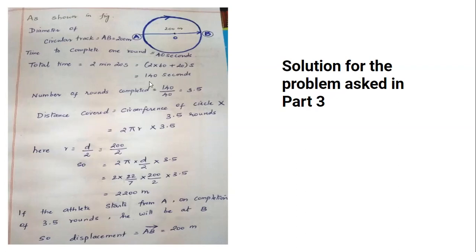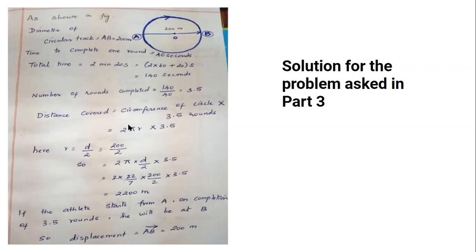You're converting that into seconds. So 2 into 60 plus 20 seconds, that is 140 seconds. So to calculate the number of rounds completed, what will you do? Total time taken divided by the time taken for completing one round. 140 by 40, which is equal to 3.5. What is this 3.5? The athlete completes 3 full rounds and a half round.